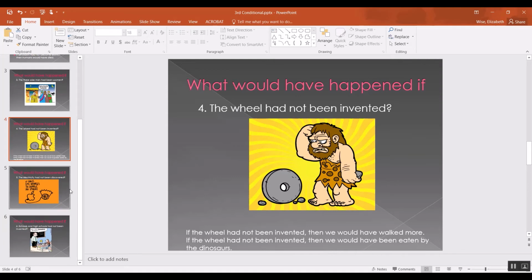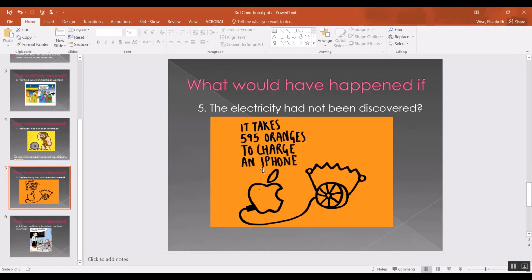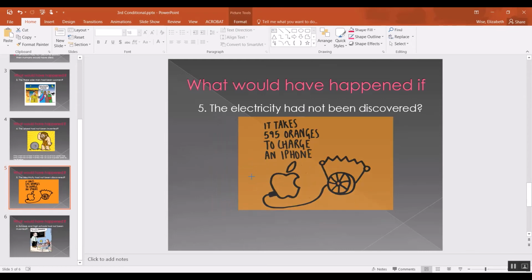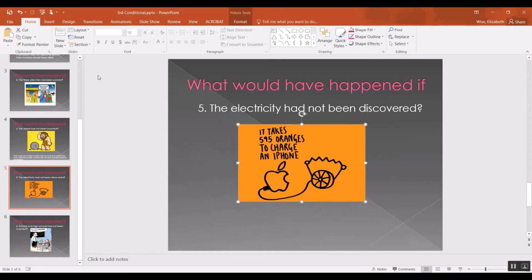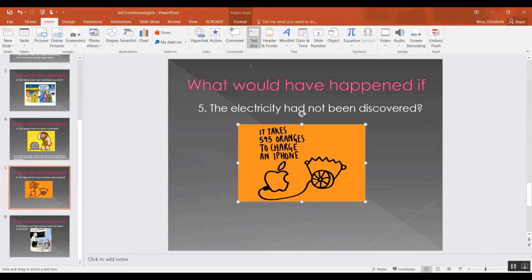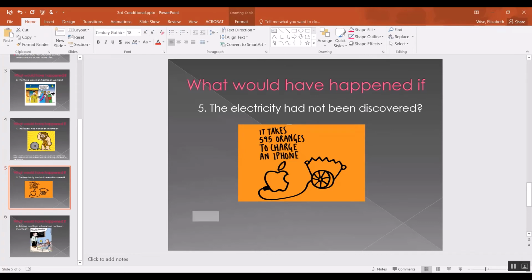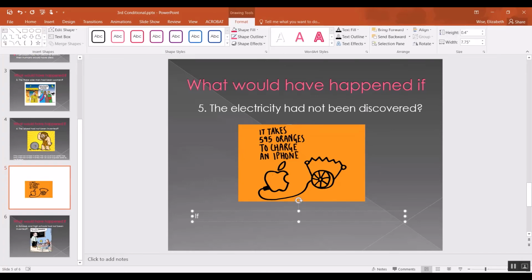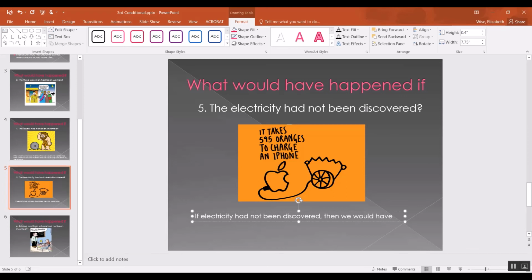Let's find another one. Ooh, okay, what would have happened if electricity had not been discovered? All right, what would have happened if electricity had not been discovered? So I'm going to put this. If electricity had not been discovered, then we would have used lots of candles. Right? We would have used. So this is a past participle of use. We would have used lots of candles. All right, so there's a few examples.